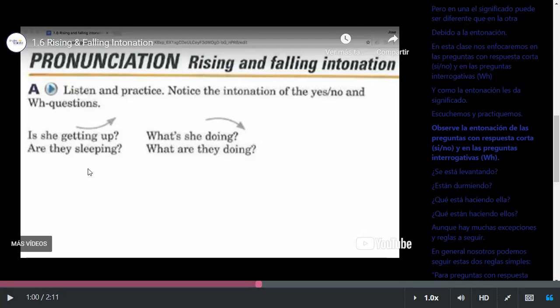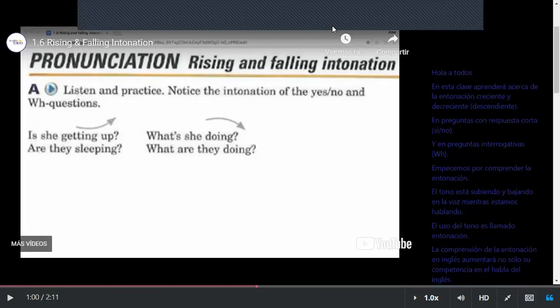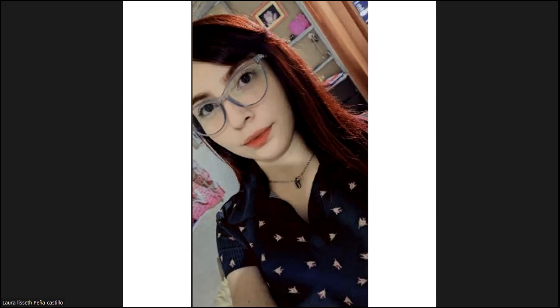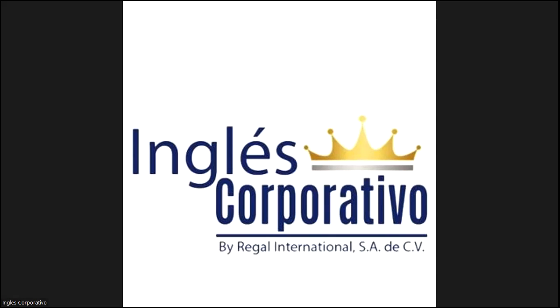Are they sleeping? Good. Ahora, las que tienen falling intonation, usually, esas son las que son the WH words. Por ejemplo, what's she doing? What's she doing? Okay, excellent. Y la otra, what are they doing? What are they doing? Thank you so much. Practicing pronunciation. This is the best moment and the best place to do it.